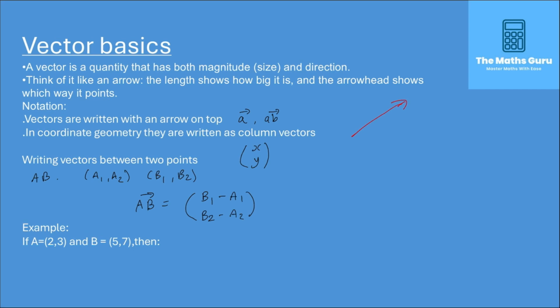So the example I've given is if A is equal to (2, 3) and B is equal to (5, 7), then AB will be equal to 5 minus 2, 7 minus 3. So the vector is going to be (3, 4). And there's your answer.